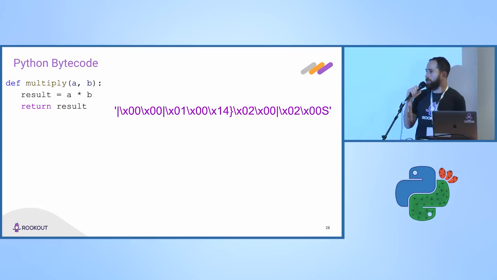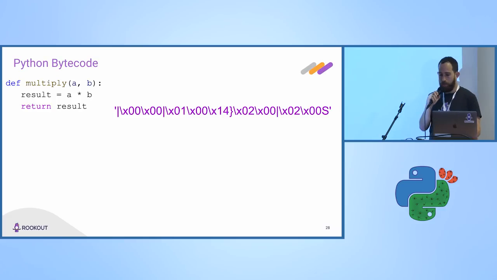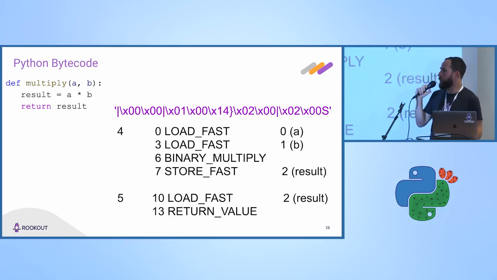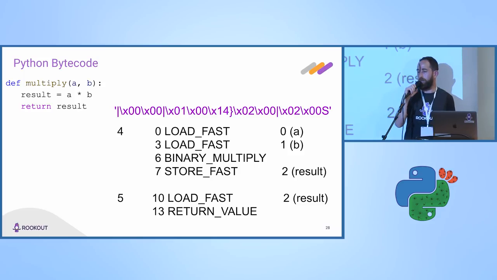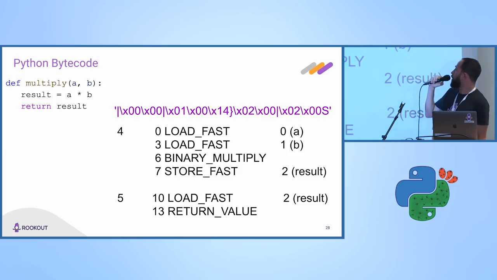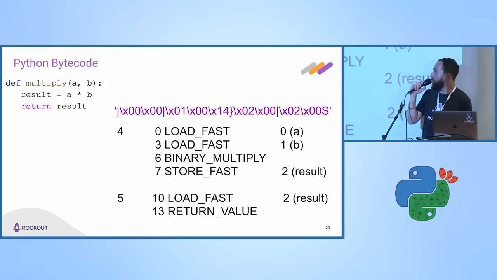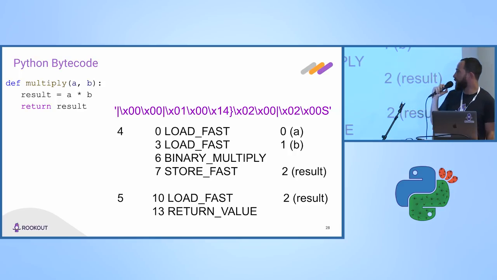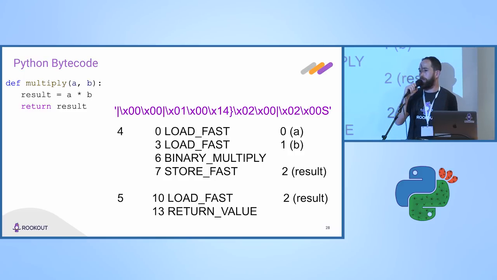That's unreadable for most of us, but if we go through the Python dis module, we can get something a bit more human readable. It's a classic stack-based virtual machine. Load A, load B, binary multiply them, store the result into result, load result onto the stack, and return it. Those are the logical instructions the interpreter is executing as it's going through that string.